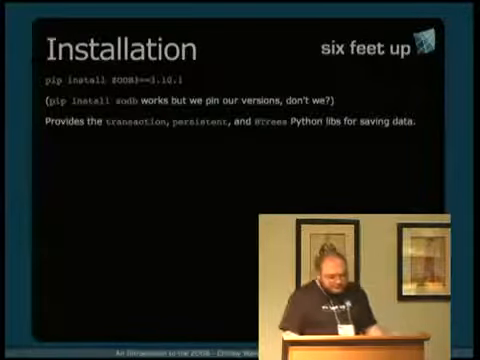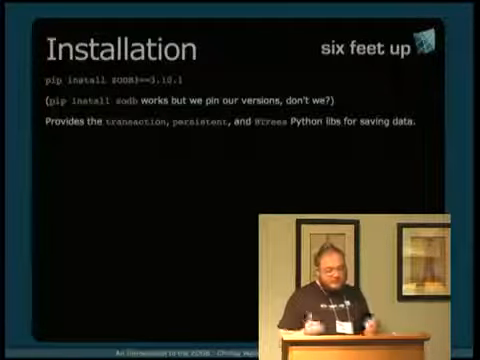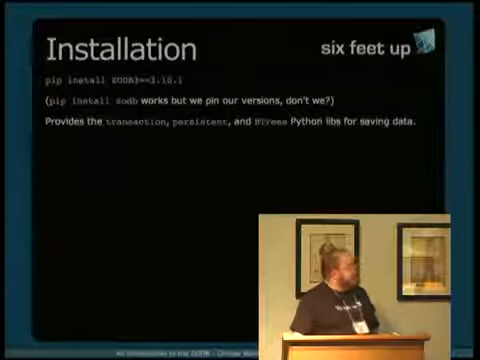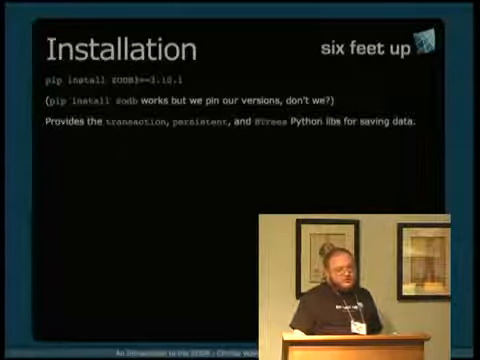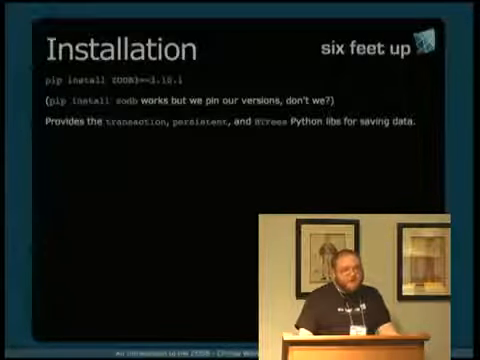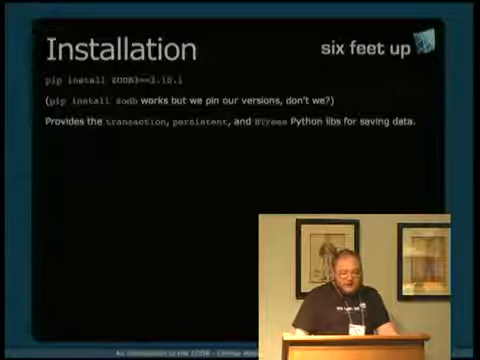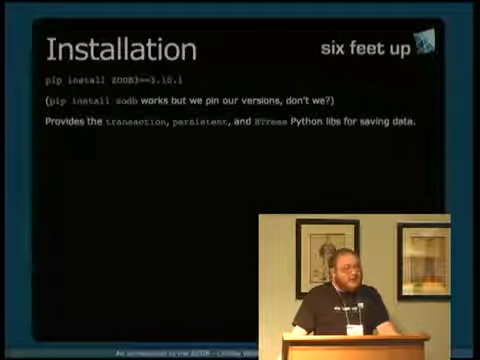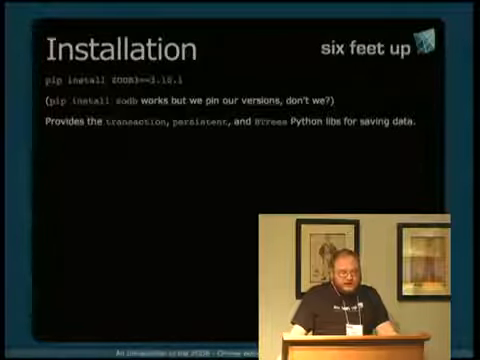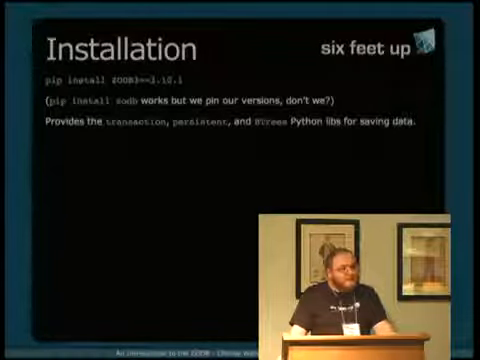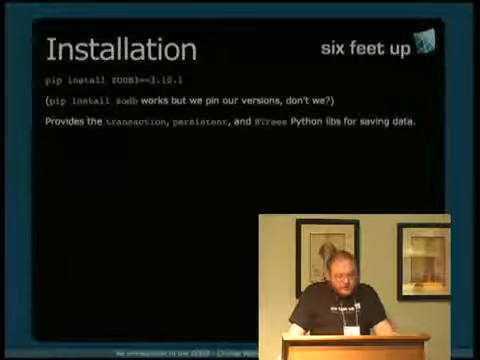So installing it, if you're using pip, you can use pip install ZODB 3.10.1. You can also use it with easy_install or buildout, depending on what you're most comfortable with. I will note here that pip uses a meta package called ZODB that will pull it all down, but you can't pin that one, and not pinning is bad, so don't do that.